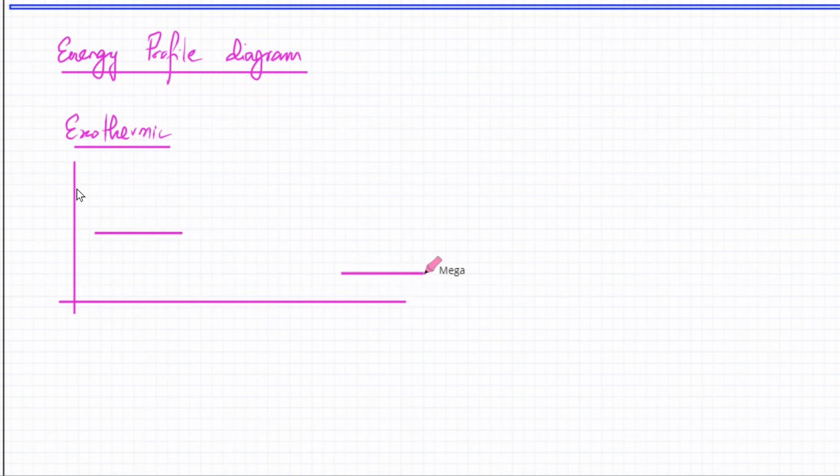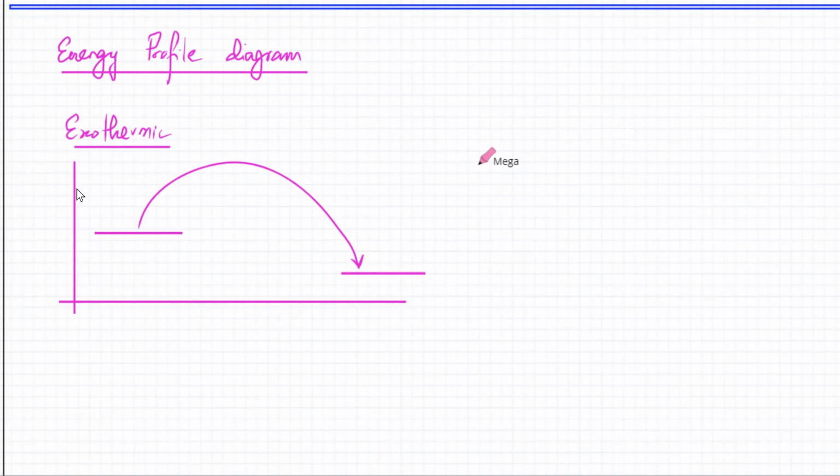So let's focus on an exothermic reaction. Most of you in O levels, you must have done this. In an exothermic reaction, your reactants are at a higher energy and the products are at a lower energy. And the curve is something like this.